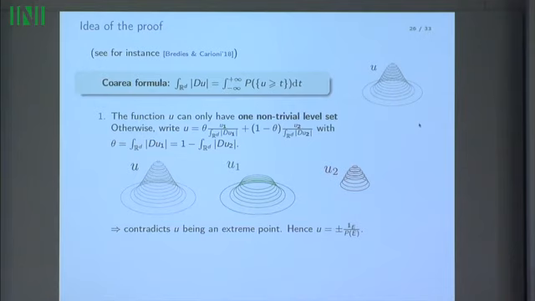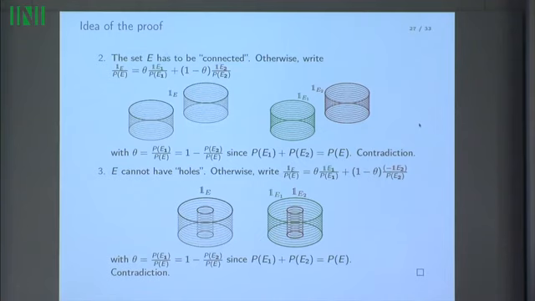So, first, I know that they should be indicator functions of sets. Why do I need the set to be connected? Again, because if it's not, if I have two parts in E, I can again do a decomposition, and I'm not an extreme point. And why do I need to have no hole? Because if you have no hole, you can do this decomposition here with the minus on E2, and you are not an extreme point because you could be expressed as the linear combination of those two. Okay? So it's just for the intuition.